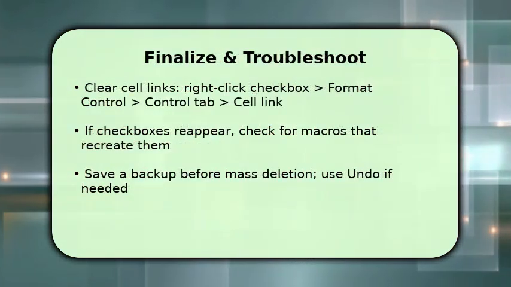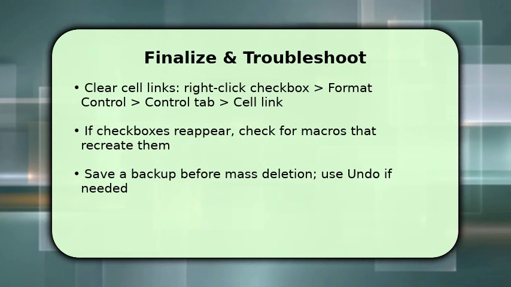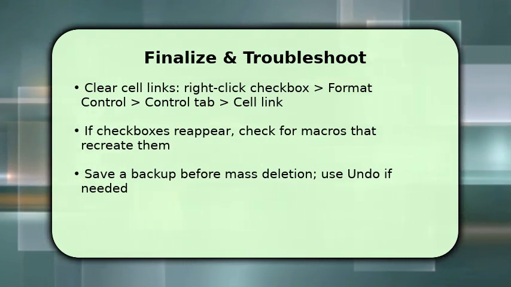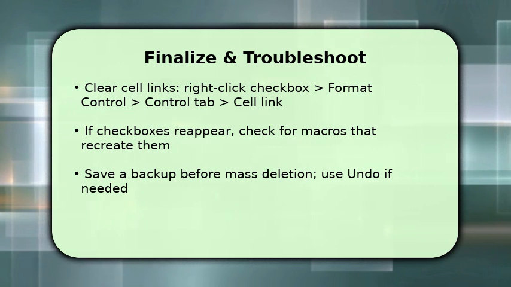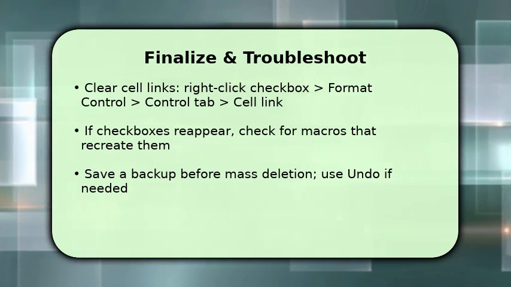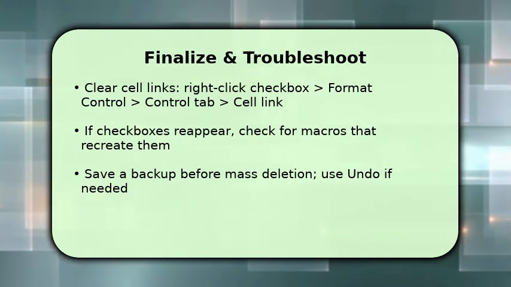Finish by cleaning up any leftover links and saving your workbook. Right-click a former spot or a remaining checkbox, choose Format Control and clear the cell link to remove dependencies. If deleted boxes reappear, inspect the workbook's macros or workbook open code that may recreate controls.